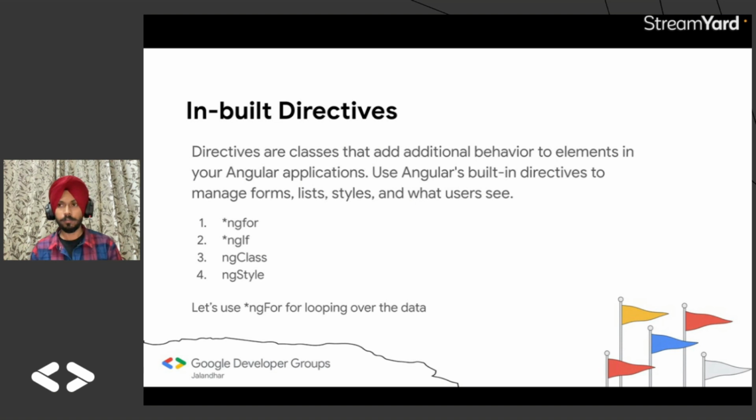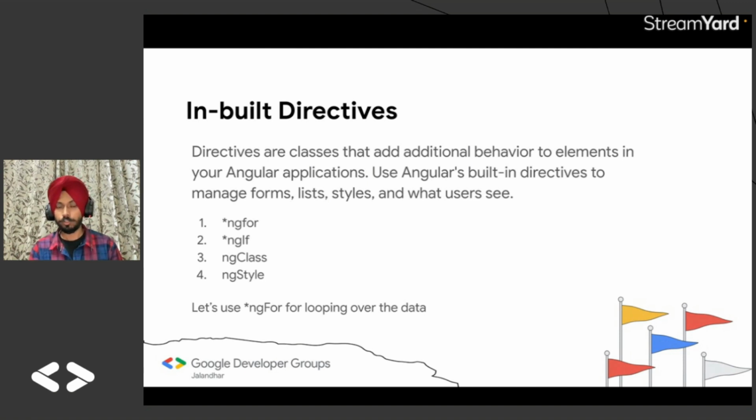So some of them are like ng-for, that is used to loop over data. Like we just saw, we have a task array, we will loop over the data using ng-for. We have ng-if, that is used to display something based on some condition. If some condition is true, display this. If it's not true, doesn't display it. We have ng class.